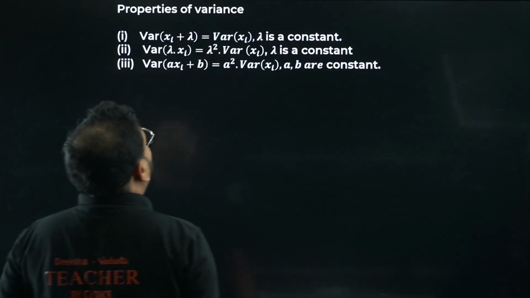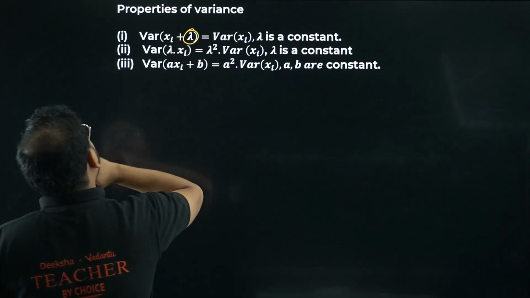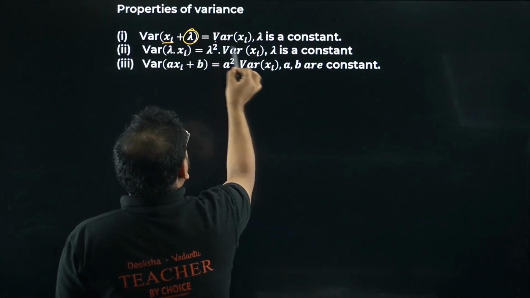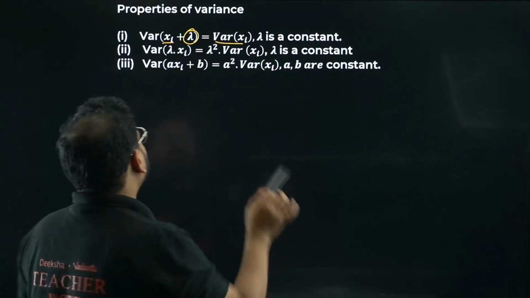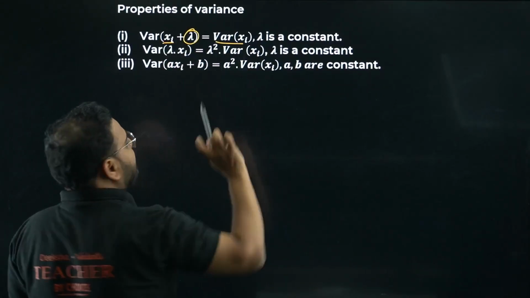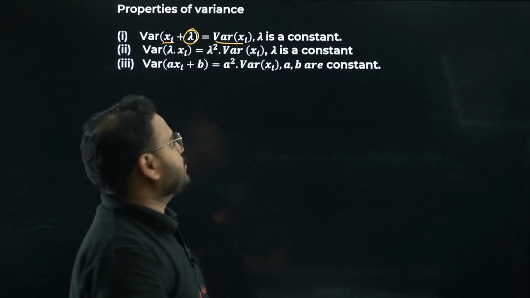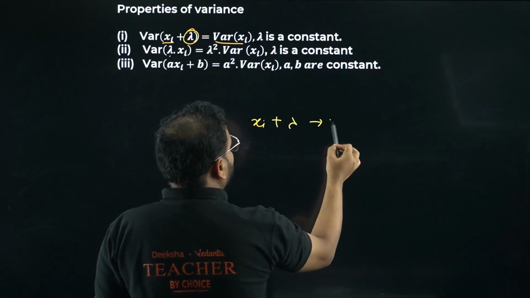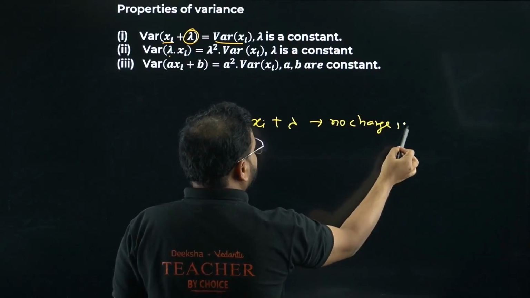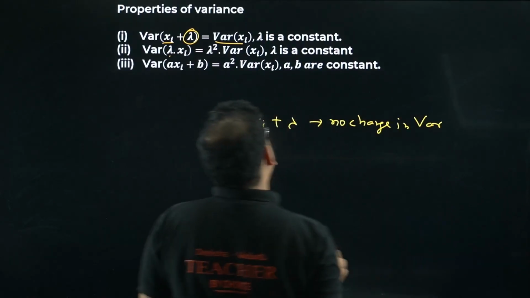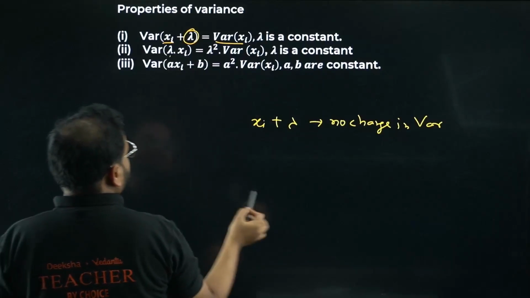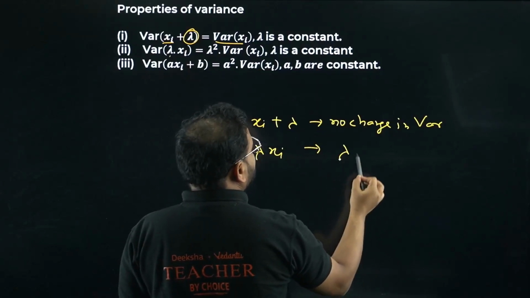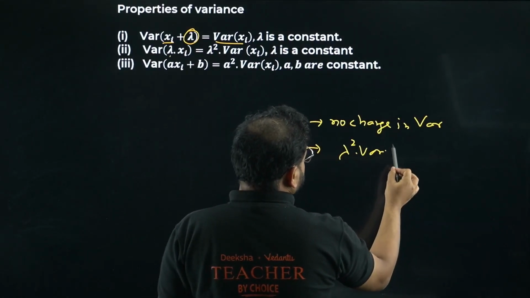So if you have a scalar lambda added to xi, the deviations, the observations will remain the same. You'll have the variance of xi. There will be no change in this. So variance of xi plus lambda will remain as variance of xi only. If lambda is added, no change in variance. But if you have lambda times xi, if the constant value is multiplied to xi, then you'll have to write lambda square times the variance.